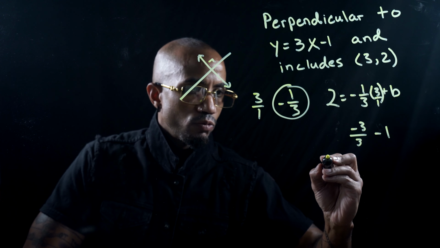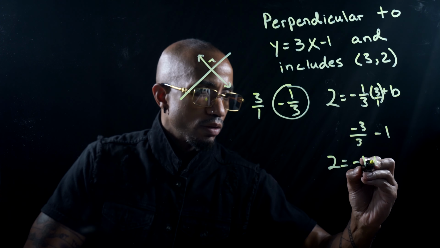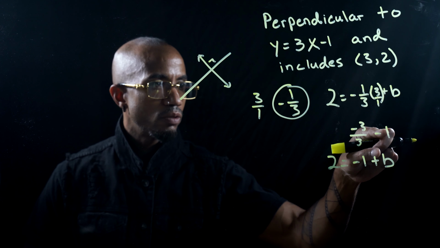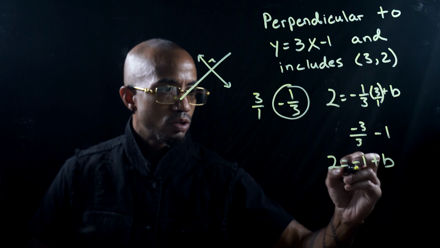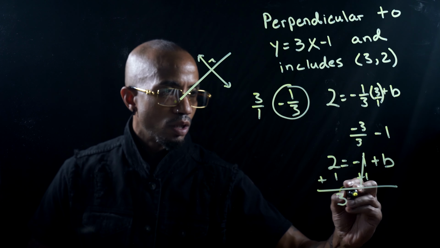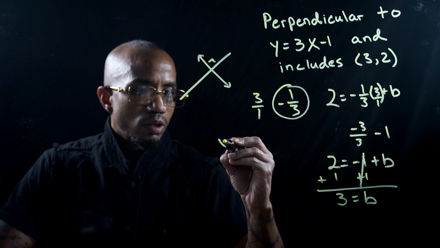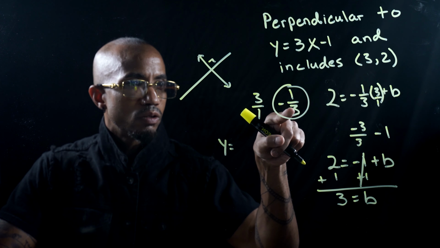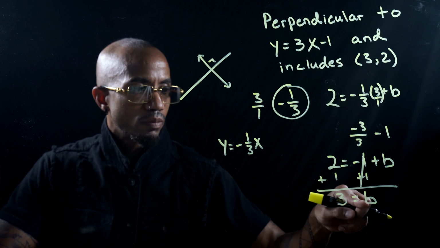So let's rewrite the equation as 2 is equal to negative 1 plus b. All we did was substitute it in, work this out, got negative 1, and so 2 is equal to negative 1 plus b. One more step to solve for b, which is to add 1 to both sides. That's 0, this is 3, so 3 is equal to b. So our final equation of the line that is perpendicular to y equals 3x minus 1 and includes this point is our slope, the opposite reciprocal, and then our y-intercept that we solved for, which is 3.